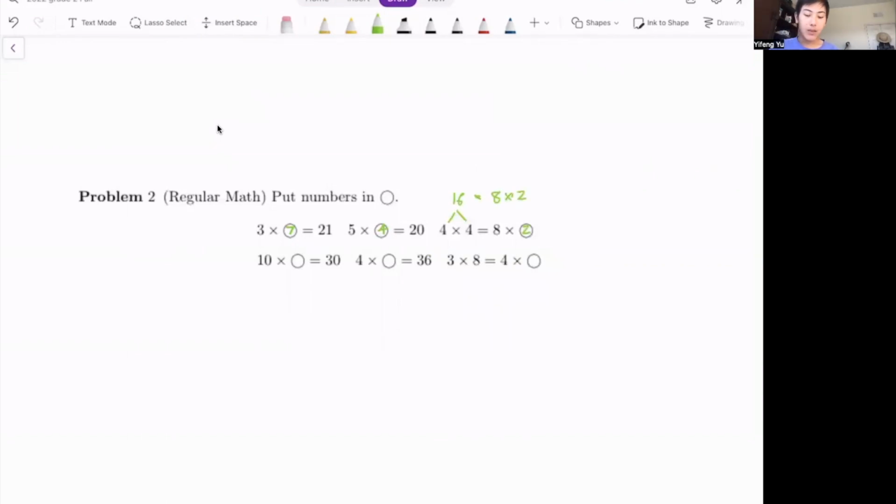We just know that's 2. And then 10 times something equals 30. We know that should be 3. 4 times something equals 36. That gives us 9. And finally, 3 times 8, that just gives us 24, equals 4 times something, that's just 6. So these are your solutions for problem 2.